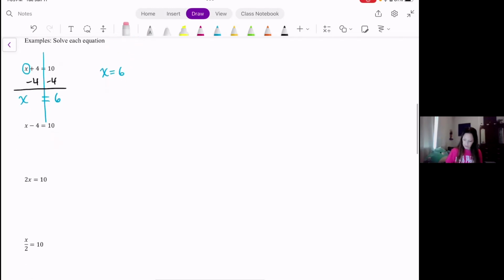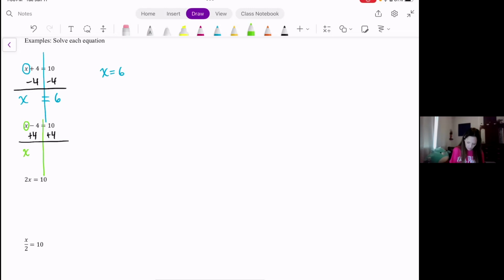Moving on to the second example. I'm going to draw a line down my equal sign and circle my variable. So again, I just have a single x, but I have -4 on the same side of the equal sign. To undo subtraction, I'm going to use addition. So I'm going to add 4. I don't get to just add it to one side. I have to add it to both. I have to add it to the 10 as well on the other side of that equal sign.